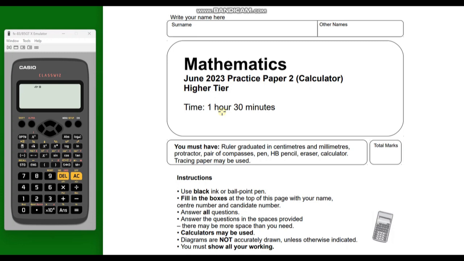And I will also be doing paper 3, which will be the second calculator paper for both higher and foundation. So please have a look at those when they come out as well.